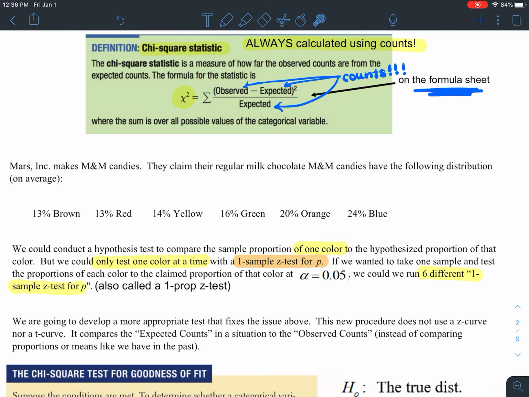So what we're going to do is develop a more appropriate way to fix this issue of having to do 6 separate significance tests. This new procedure is not going to use a z-curve or a t-curve. We know that the t-scores are reserved for means.